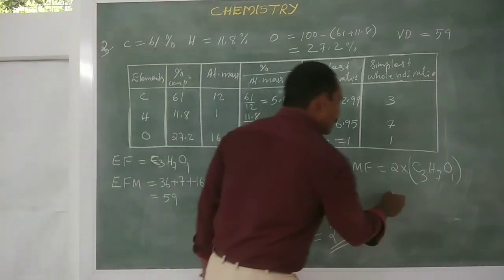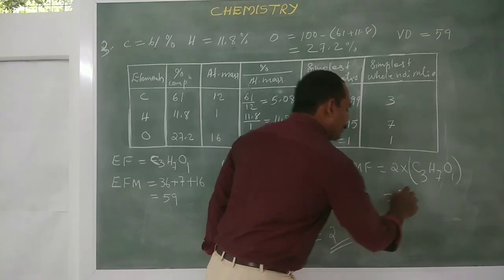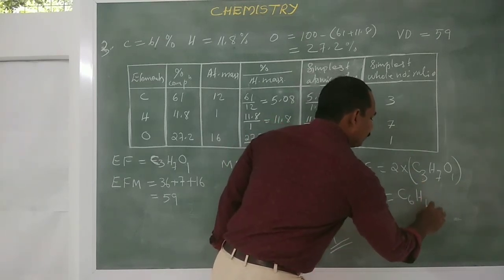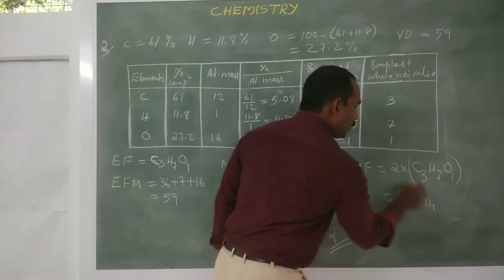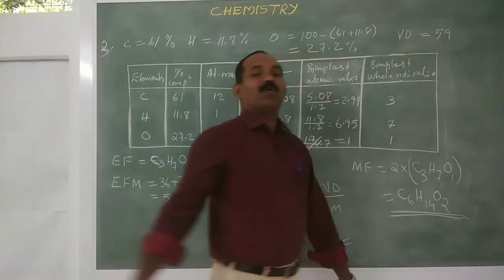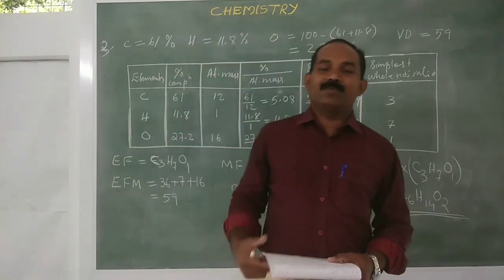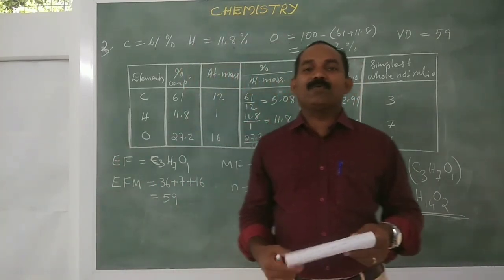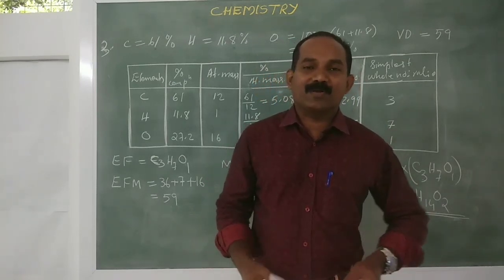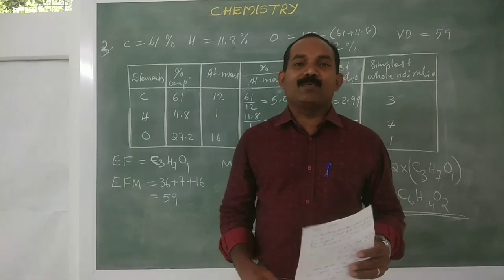C3H7O1. So the molecular formula: C6, 2 into 3 is 6; H14, 2 into 7 is 14; O2, 2 into 1 is 2. This is the molecular formula of the compound. That's about the problem based on the empirical formula and the molecular formula.